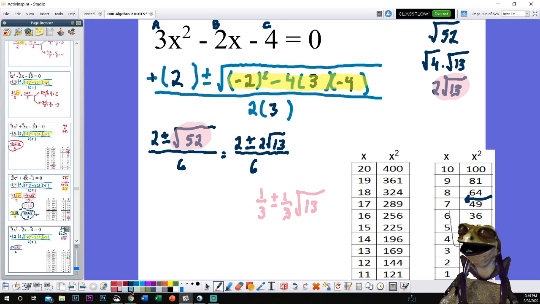Or, some people prefer the other way, where you look at the 2 and the 6. What can I divide them all by? Hopefully you said 2. So, 2 divided by 2 gives me 1. 2 divided by 2 gives me 1. Copy the root. You'll never divide by that root. 6 divided by 2 gives me 3. Notice again, this is the same as that. You could do this pink or this teal. Either one, you get the exact same answer. Those are both the same thing.